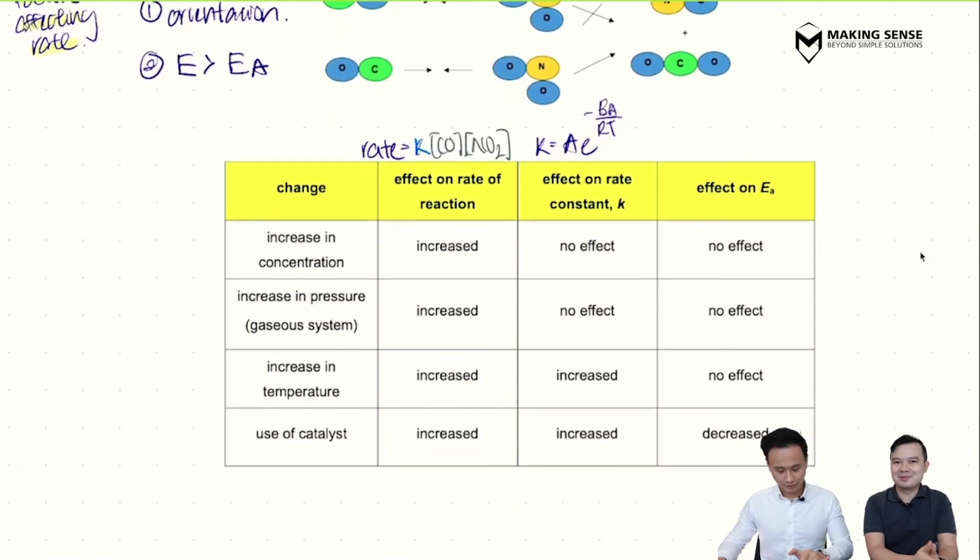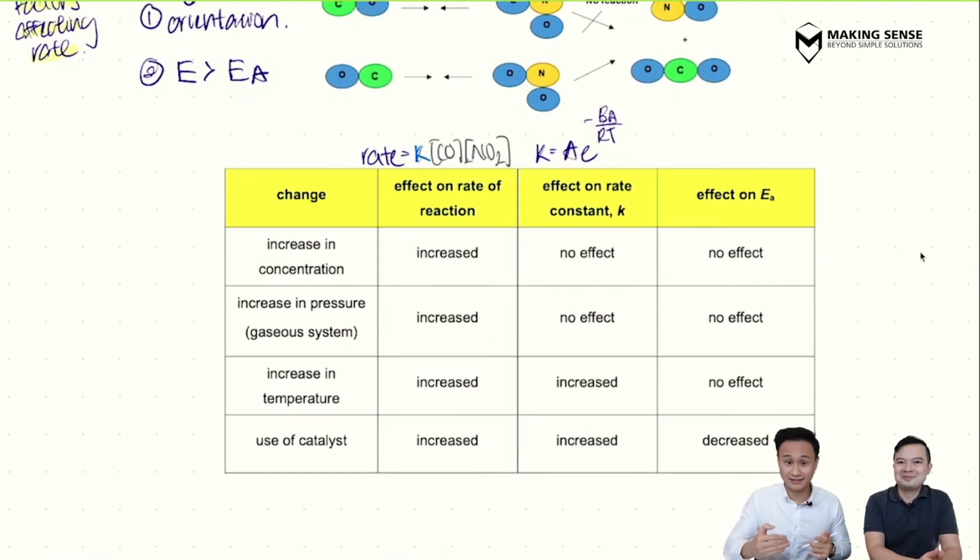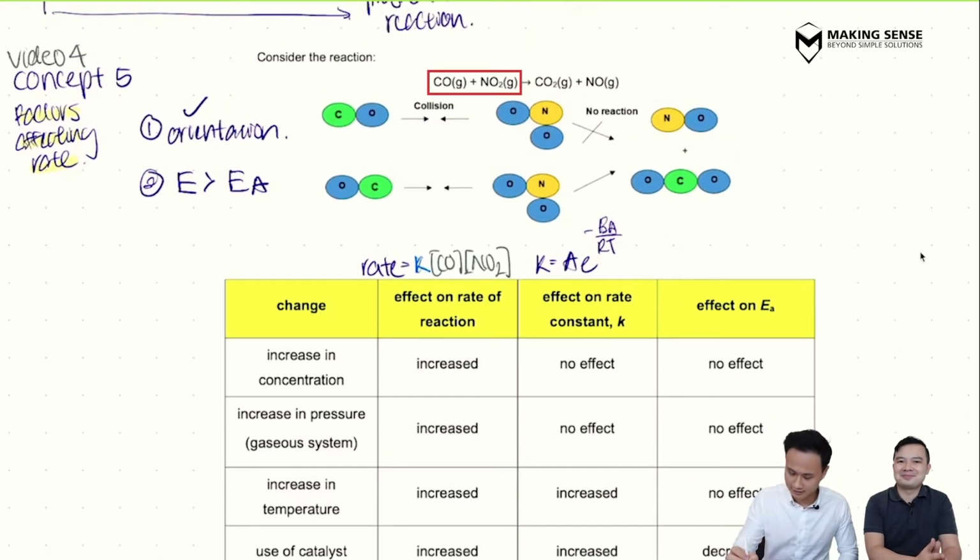Now, guys, instead of just memorizing this blindly, recall what you have learned in the rate equation. From the rate equation, you can tell the factors that actually affect rate. So what I'm going to have for you here is a very simple reaction: CO plus NO2 gives you CO2 and NO. I'm going to assume this reaction is elementary. That means it is a one-step reaction.